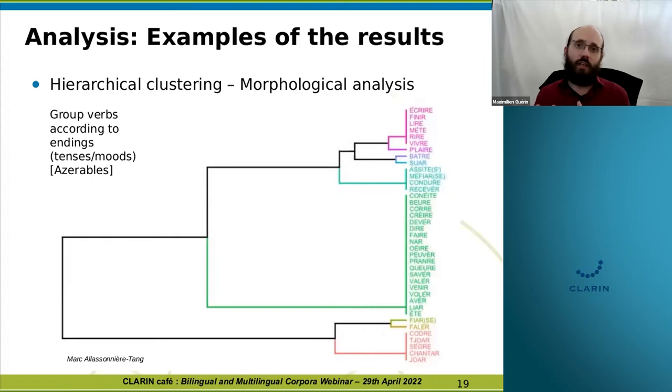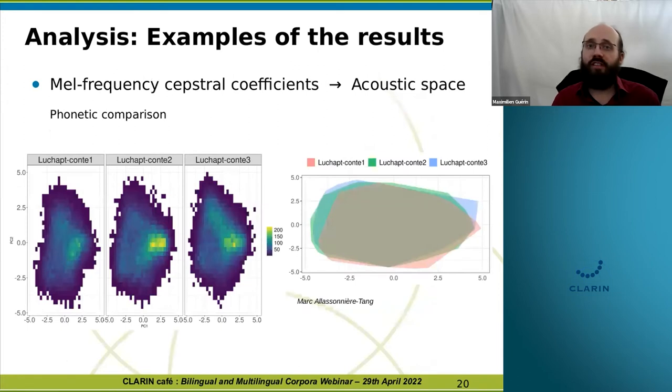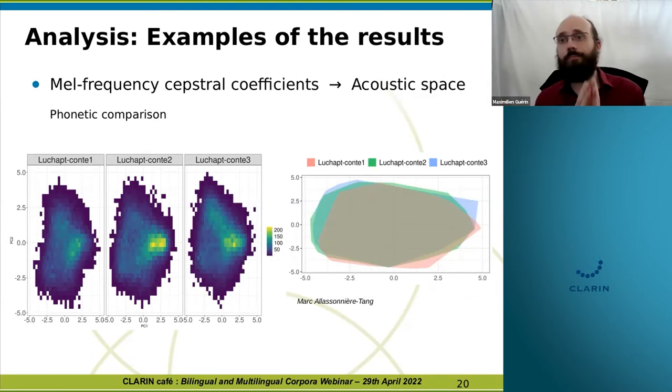Other possibility for morphological analysis, hierarchical clustering. So it's to group verbs according to endings, tenses, moods. This is a work in progress by Marc Alassonier-Tang. So it's automatically generated thanks to the oral corpus. The next point, mel frequency cepstral coefficients. It's a great acoustic space for a phonetic comparison. Also by Marc Alassonier-Tang, also a work in progress. So these are only examples of the works in progress based on our corpus.